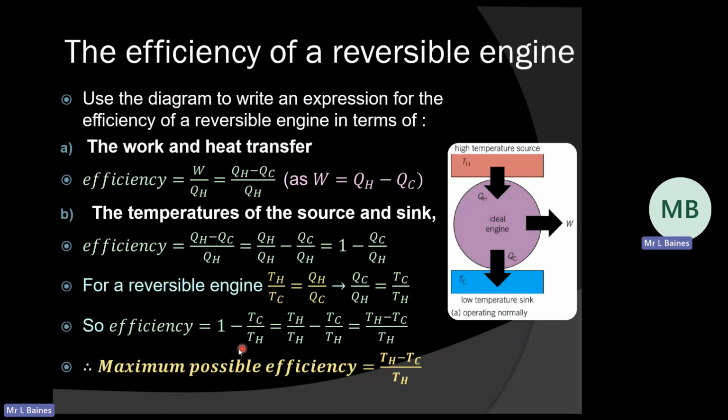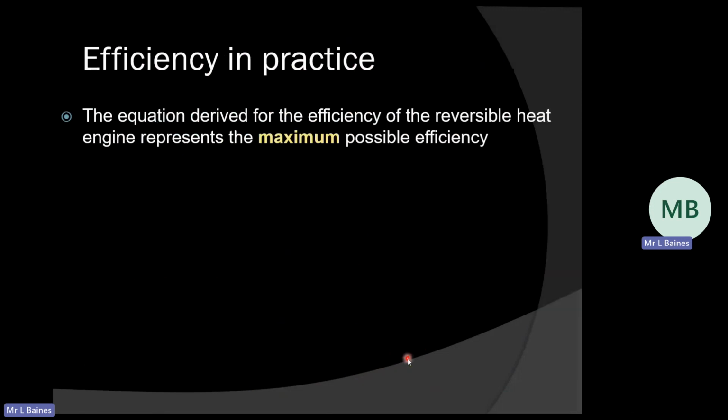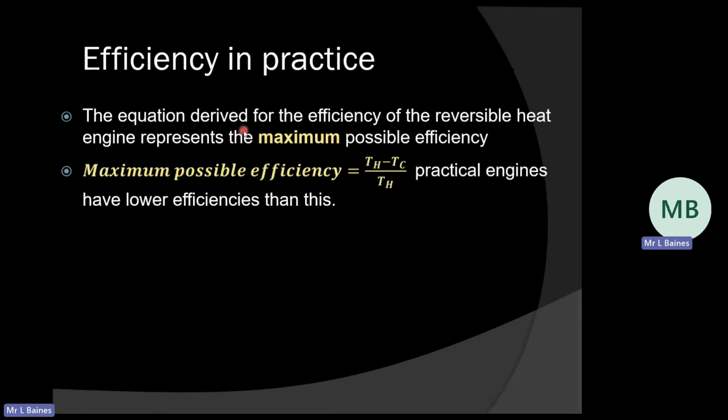Maximum possible efficiency, and we're talking about a Carnot efficiency, named after the scientist who came up with it. So my Carnot efficiency is TH minus TC over TH. We're looking at the temperatures of those two things. Now, this is a maximum possible efficiency. In reality, engines actually have a lower efficiency than this.